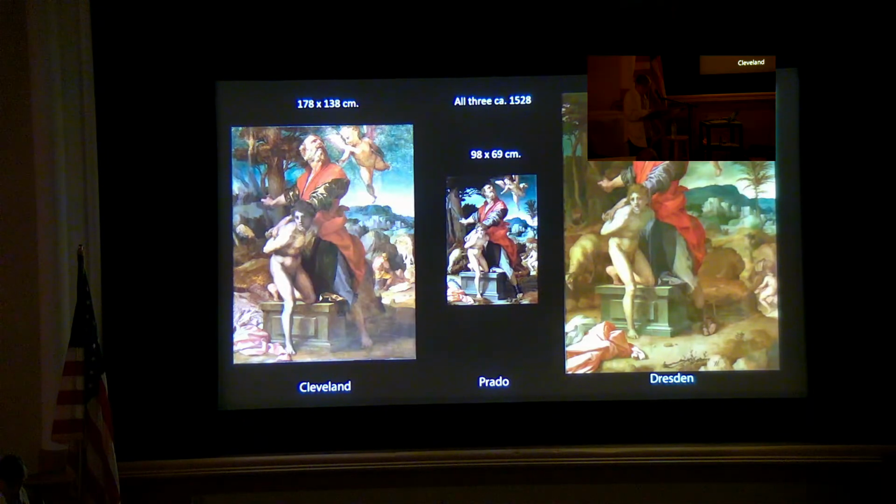Finally, the Dresden painting is a curious circumstance where Andrea del Sarto covered a different composition by turning it upside down and reusing the panel for a large finished version complete with his monograph in the lower right.